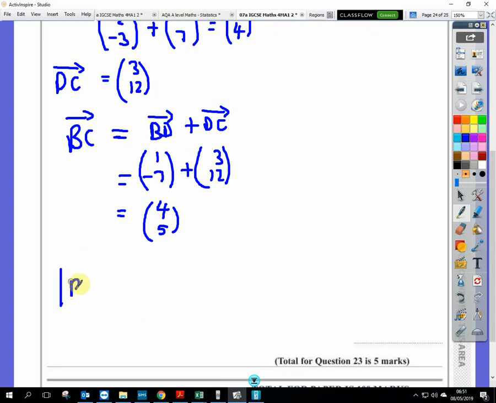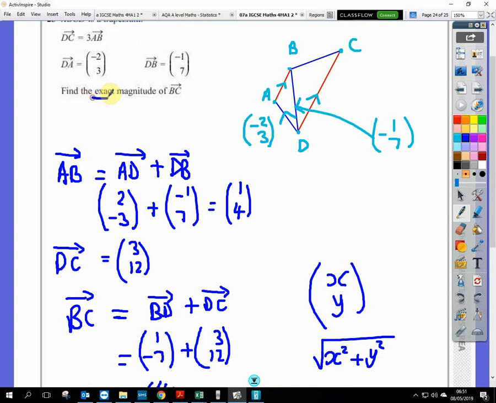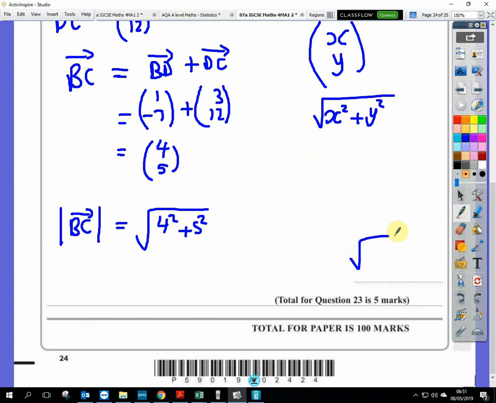And then the question asks for the magnitude of BC. The magnitude of BC is the absolute length of the vector. There's a formula to work out the magnitude of a vector. If you have a vector x, y like this, the magnitude of the vector is the square root of x squared plus y squared. So the square root of 4 squared plus 5 squared. Now you may wish to write this as a decimal, but this word exact means leave it as a surd. So you type that into the calculator, it will come up with root 41, and that's the answer to the question.